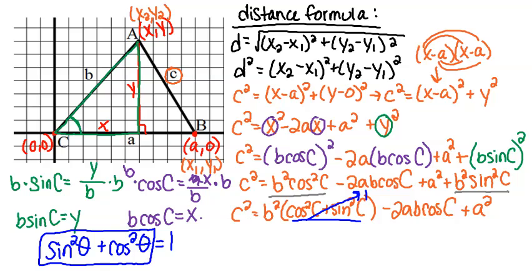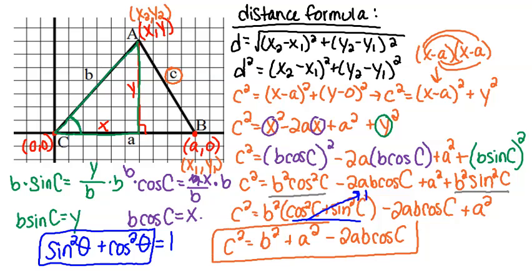So we're going to rewrite this as C squared is equal to B squared, because B squared times 1 is just B squared, plus A squared, just bringing that to the front of our formula, minus 2AB cosine of C. And that is the law of cosines.